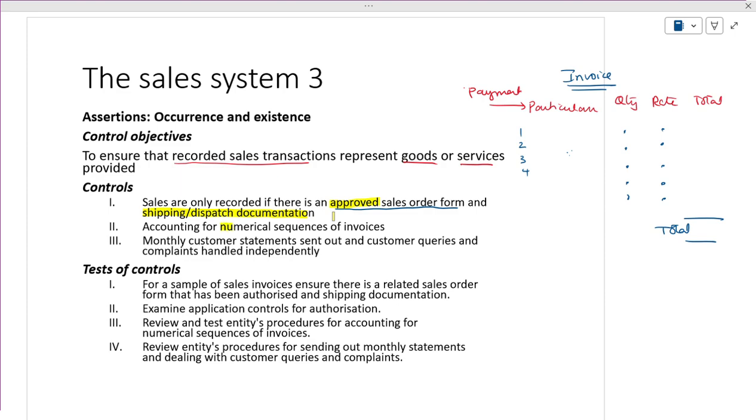Accounting for the numerical sequence of the invoices. See now, the sequence is very important. Is it right? The sequence is very important. That's what we covered in the previous chapter. We have to make sure that the sequence is computer generated, automated. The invoice number should be automatically generated.